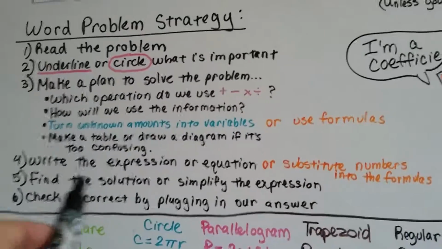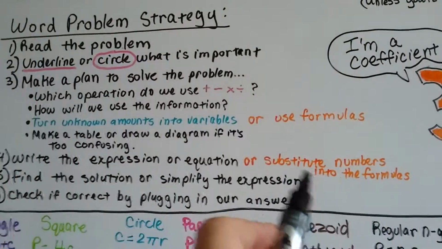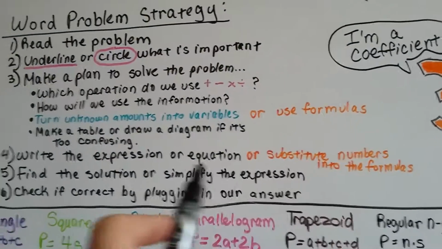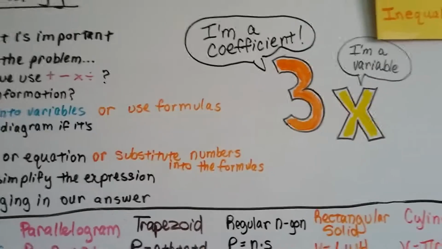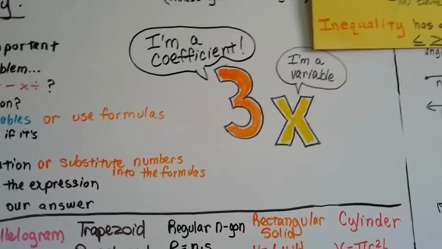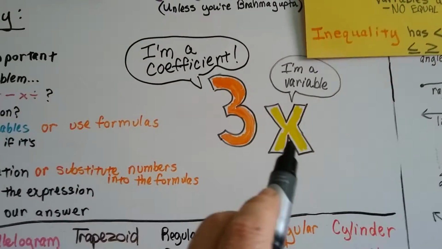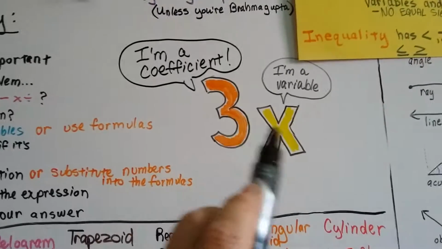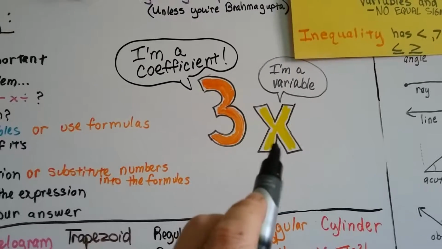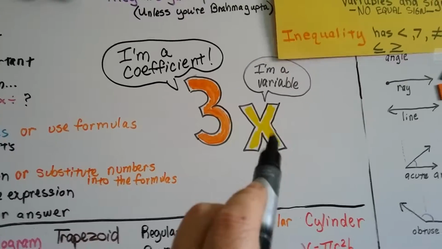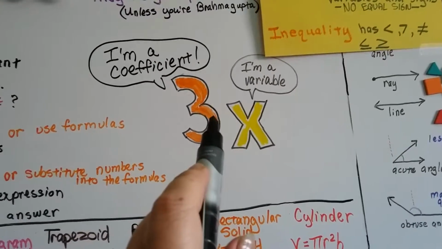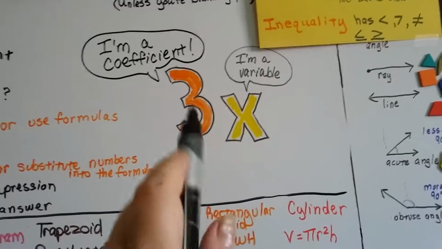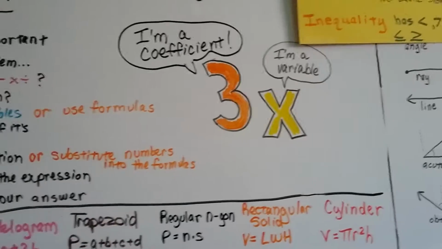We also know that when we write the expression or equation, we could substitute numbers into the formula. See? So, I want you to remember that he's a coefficient, this orange 3, because he's got this variable next to him. And as long as that variable, or any variable, x, y, z, n, p, q, r, as long as there's a variable tagging along with him, he's a coefficient. The minute the variable leaves, he's a standalone number. And he's not a coefficient anymore, okay?